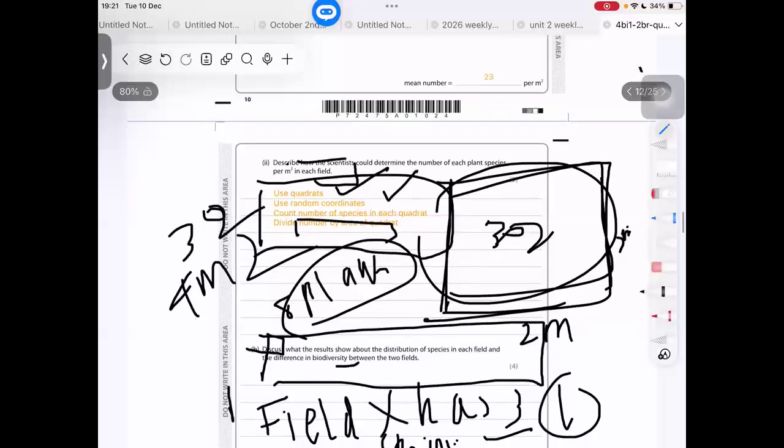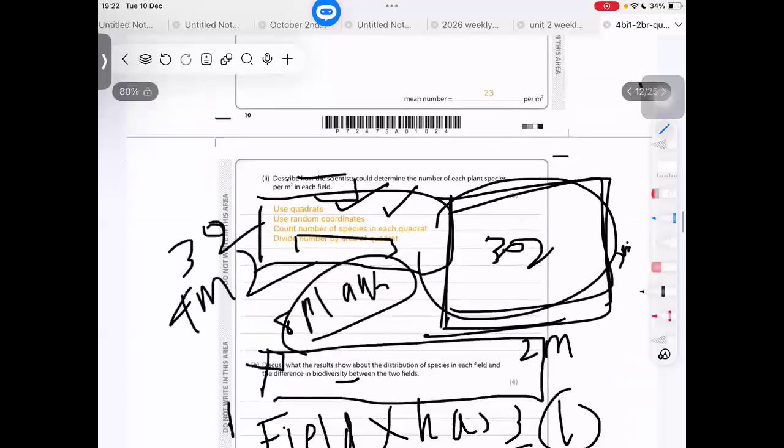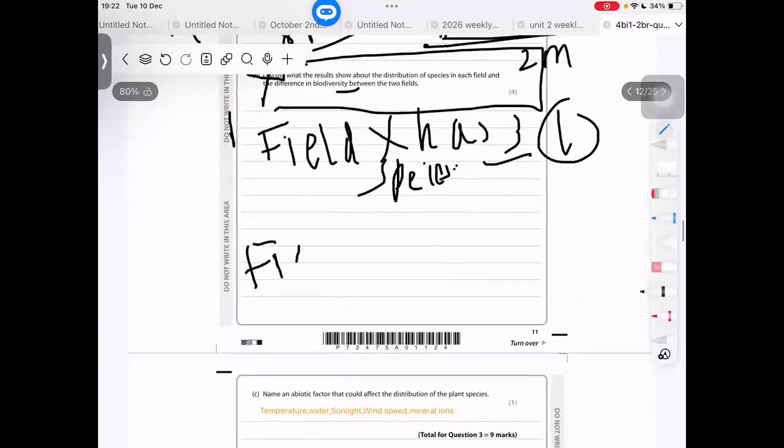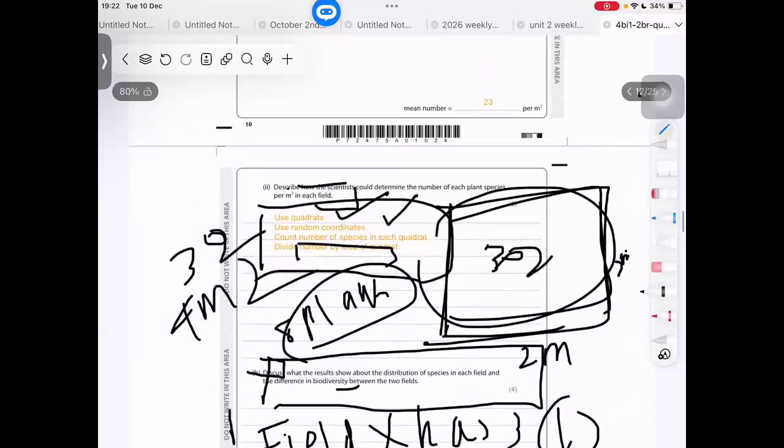By looking at field X, you can see that there is a larger biodiversity when compared to field Y. What do you mean by biodiversity? Diversity means the variation of species, right? Can you see in field X there are 3 different species, but in field Y there are only 2 different species. So in which field is the biodiversity high? In field X only. So you can mention field X has a greater biodiversity than field Y. Then you get another point for writing that.